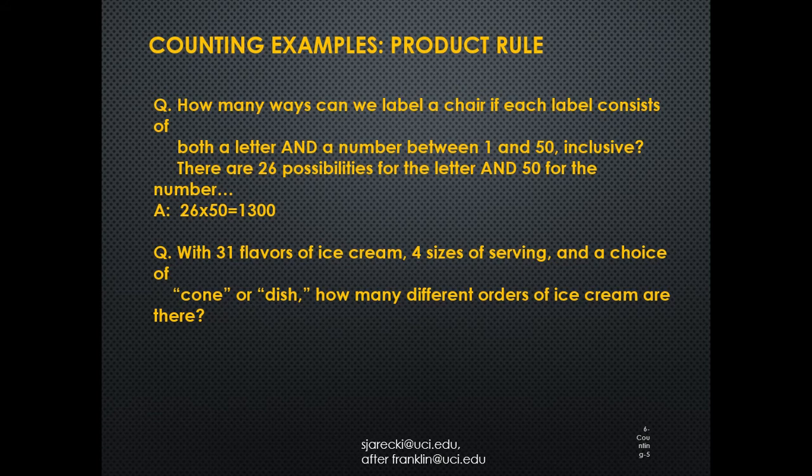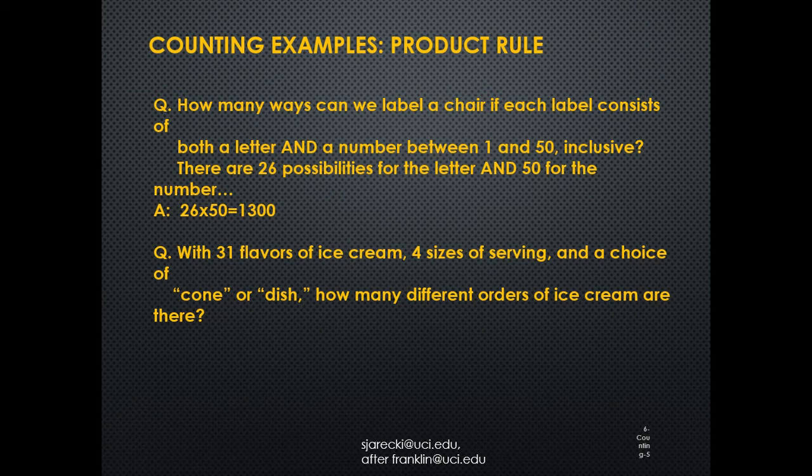How many letters do we have in the alphabet? In the alphabet, there are 26 letters. Those letters are A to Z. And for the number, it states that the number should be between 1 and 50 inclusive. When we say inclusive, it means that 1 and 50 are included. Again, when we say the number between 1 and 50 inclusive, it means that the 1 and the 50 are included in the count.